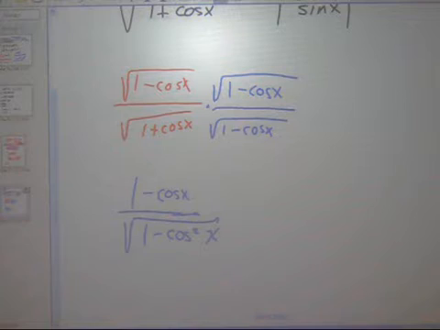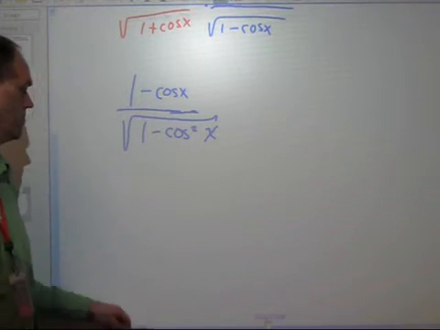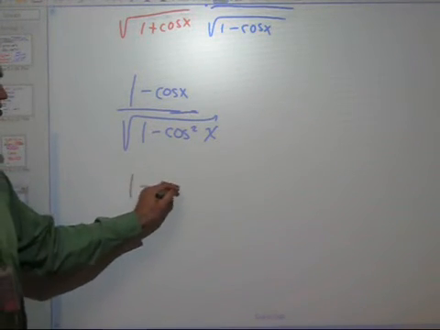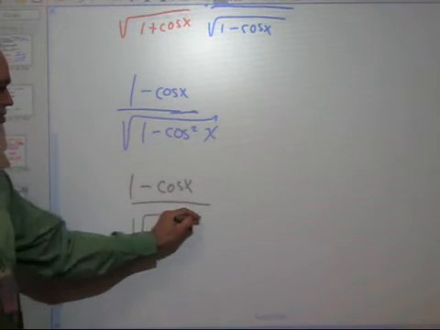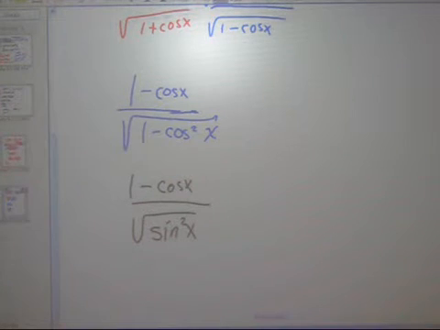Yep. Now I'm hoping that that square root of 1 minus the cosine squared of x is beginning to look familiar to you. Have we seen that structure before? What is that structure equal to? So 1 minus the cosine of x in the numerator over the square root of sine squared of x. And the square root of the sine squared of x happens to be?